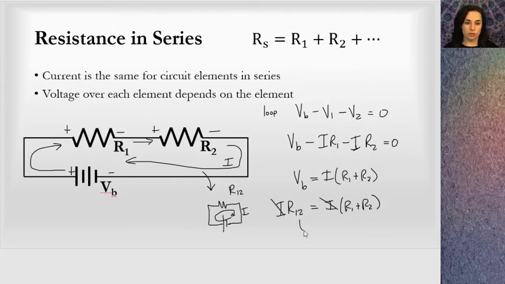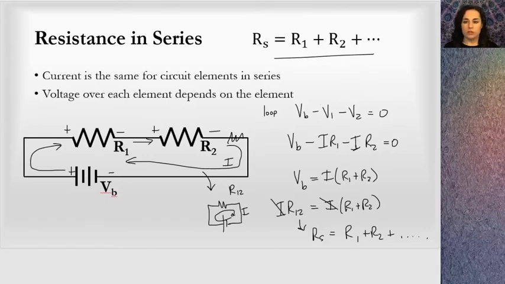So I get this equivalent resistance, which I'm calling RS. You could call it R12, R equivalent, whatever you want to call it. When we have them in series, you're just going to add all those resistors together. And if I have more than one resistor in here, you would just keep adding them and summing them. And that's how that works. So that's where that equation comes from, is that the current is the same for all those resistors. It's the voltage that's different.